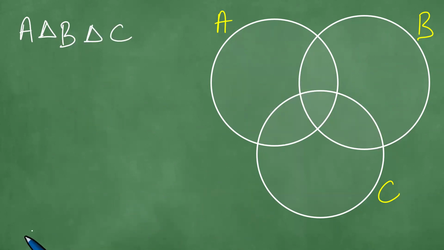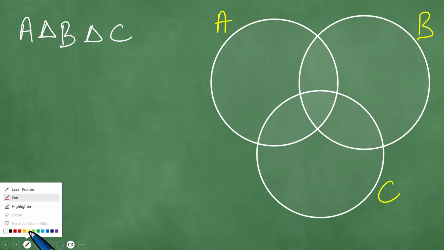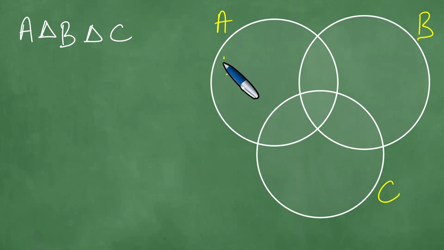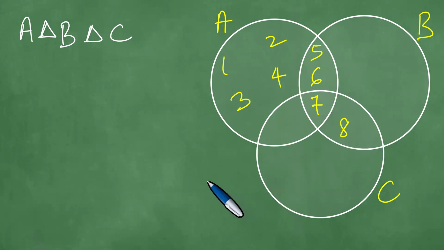Next, we're looking now at the symmetric difference of A, B, and C together. So this is 1, 2, 3, 4, 5, 6, 7, 8. So at this point, then, what do we have? Right, we actually need to examine what this means.